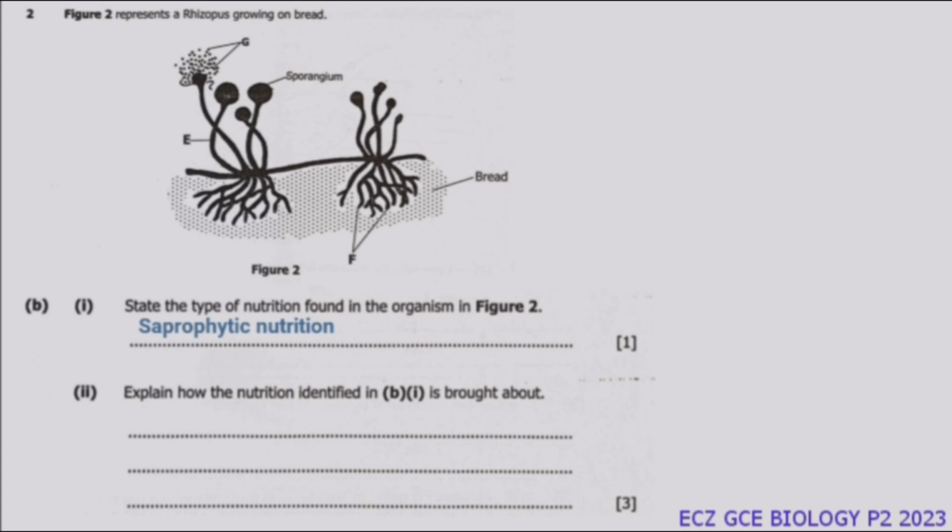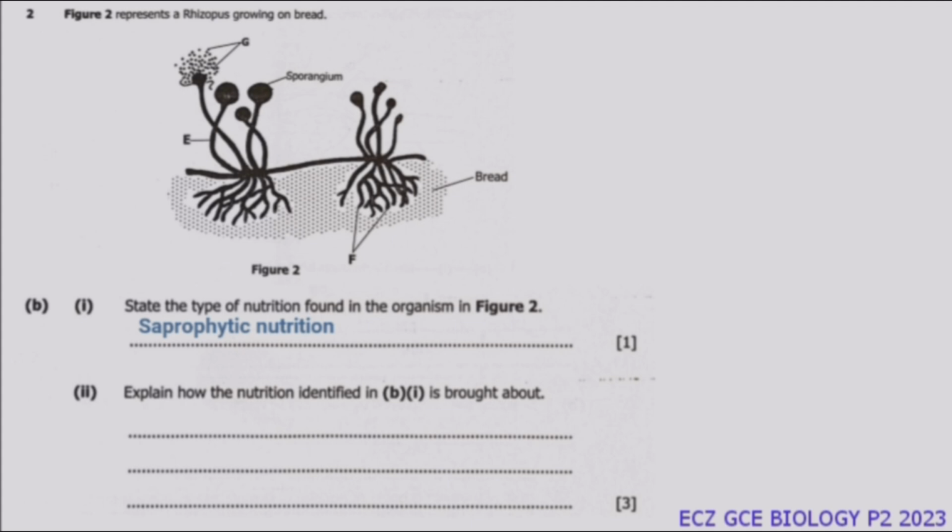We come to question 2b2. Explain how the nutrition identified in B1 is brought about. Okay, so when you want to answer this question, you should consider external nutrition of organisms. So how does it take place? Let's say this organism sits on bread. When it sits on bread, what it will do is it's going to secrete the enzymes, which are going to react on the bread.